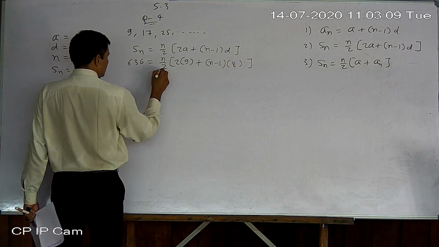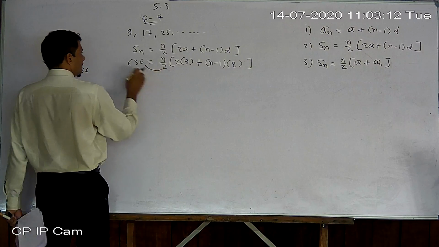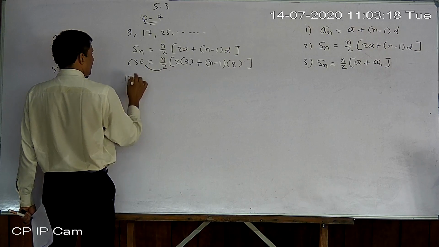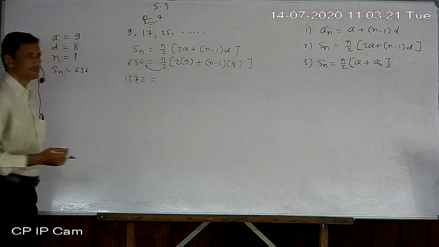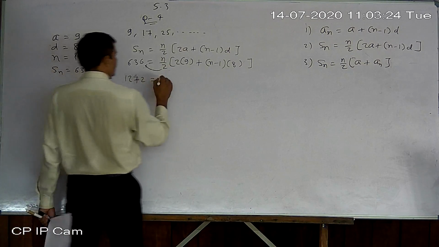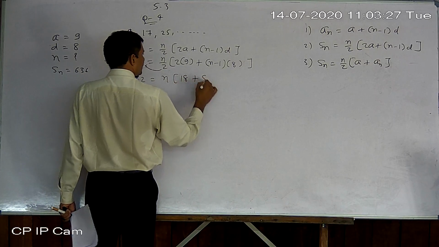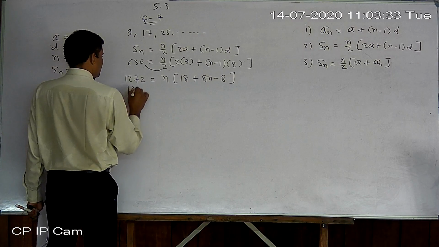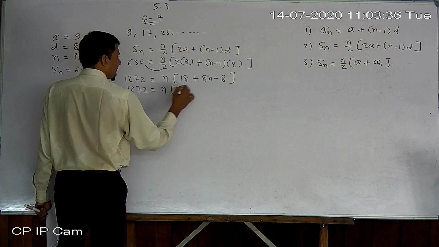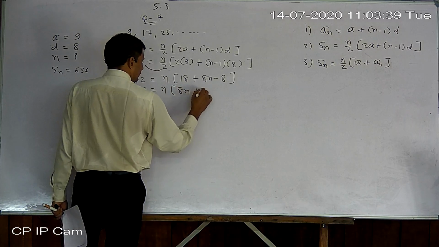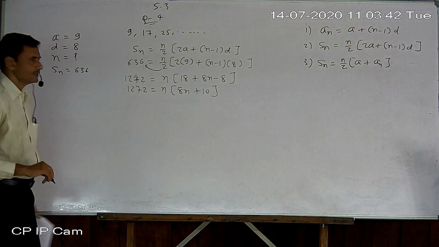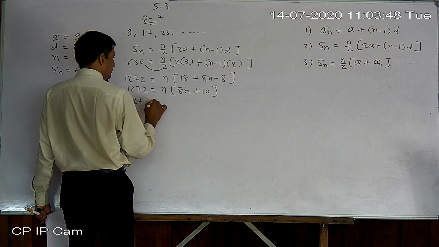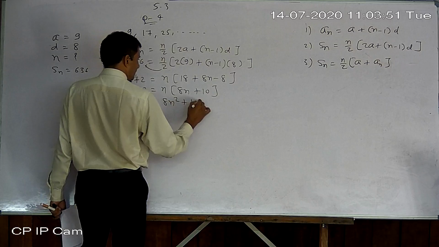Now how to simplify? First of all, set this 2 towards the left side, so it will be multiplied by 2. So 636 into 2 is 1272. It is multiplied to 636. Now whatever is left here: 18 plus (n − 1) times 8, which is 10 plus 8n. It does not matter. Now just open that: 1272 = 8n square plus 10n.